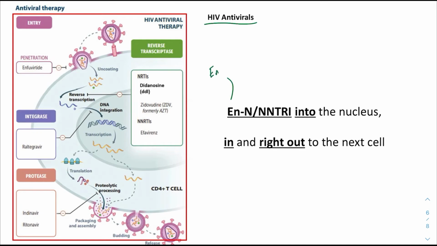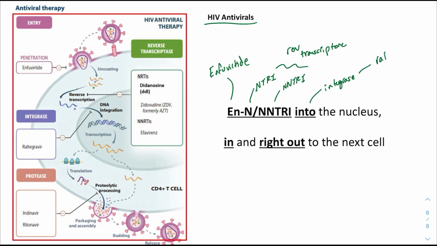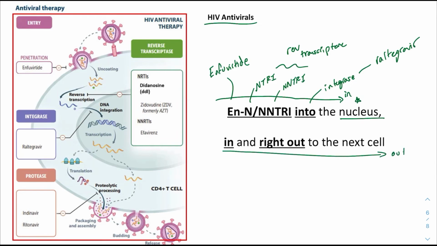So "en" is, of course, for enfuvirtide, our drug from earlier, which we know is involved with preventing the entry and fusion of the virus into the cell. The "try" is for the NRTIs and NNRTIs, which inhibit the reverse transcriptase. "Into" means integrase, which from our mnemonic from earlier we know is raltegravir. And "nucleus" here is a keyword, meaning that all of the drugs listed up to the nucleus involve the path of the virus into the cell, and all of the drugs after it involve leaving the nucleus and the cell.